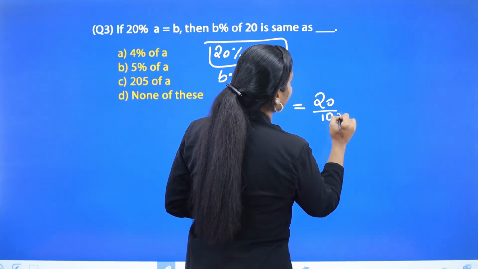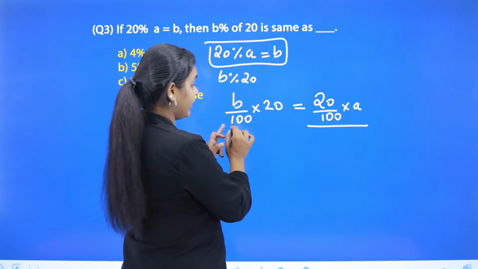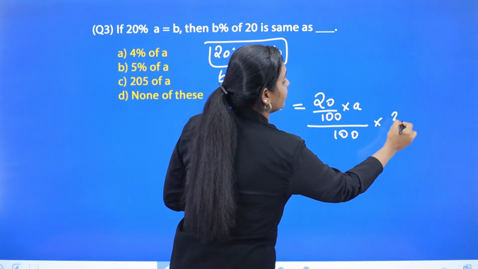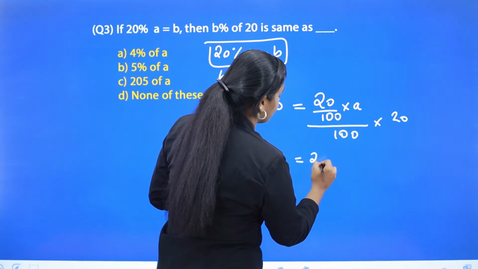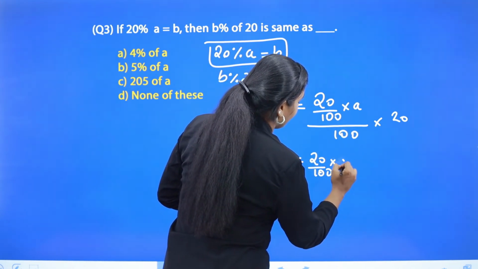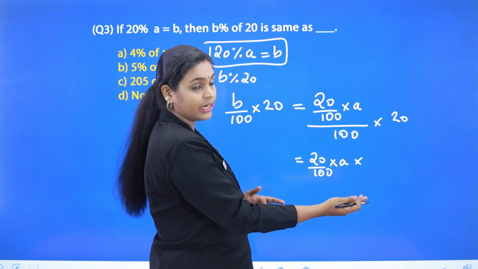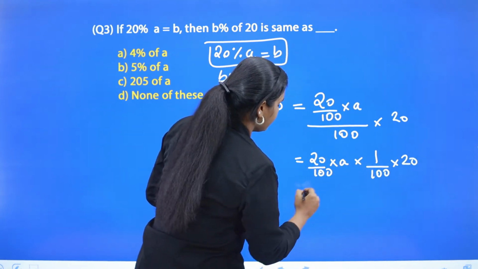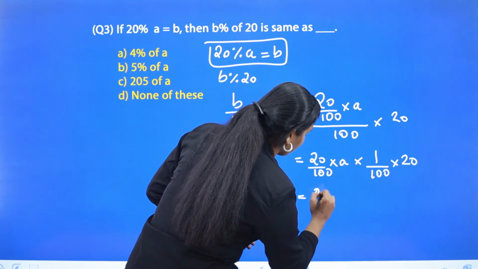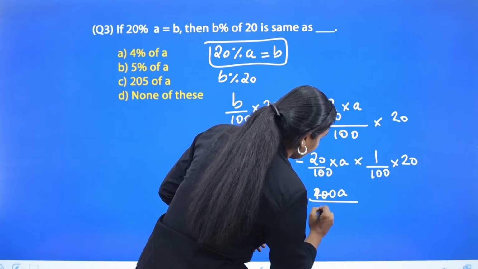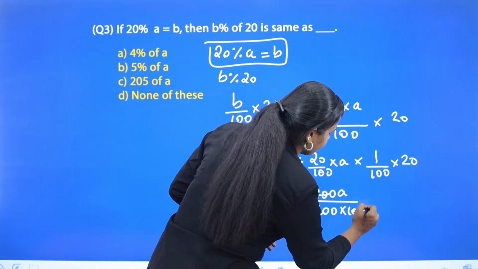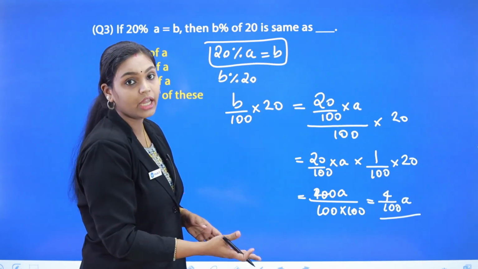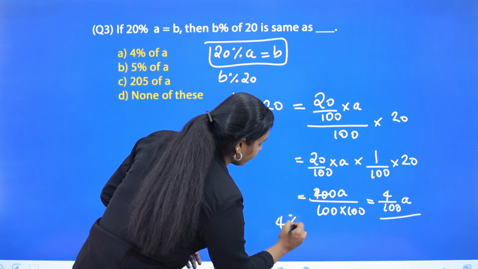20 by 100 into A, whole divided by this 100, into this 20 we'll write. Okay, now this we can write as 20 by 100 into A, into this whole divided by 100, we can write it as 1 by 100 into 20. So on solving this, we will be getting 20, that is 400 A by 100 into 100, that is 4 by 100 A we will get. So what is this 4 by 100 A? 4% of A. 4% of A.